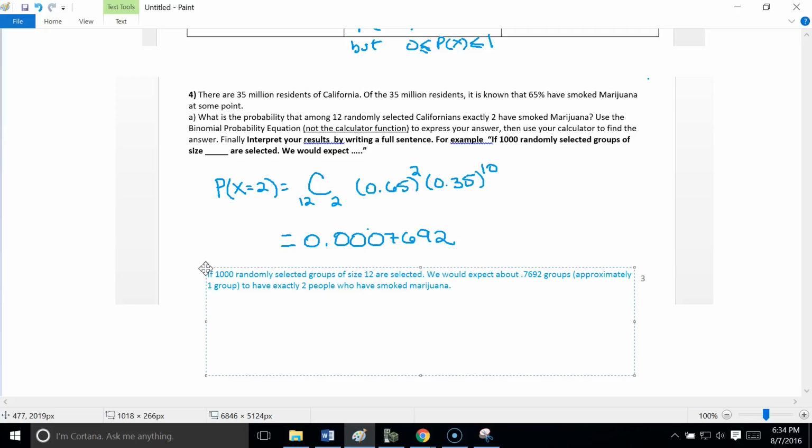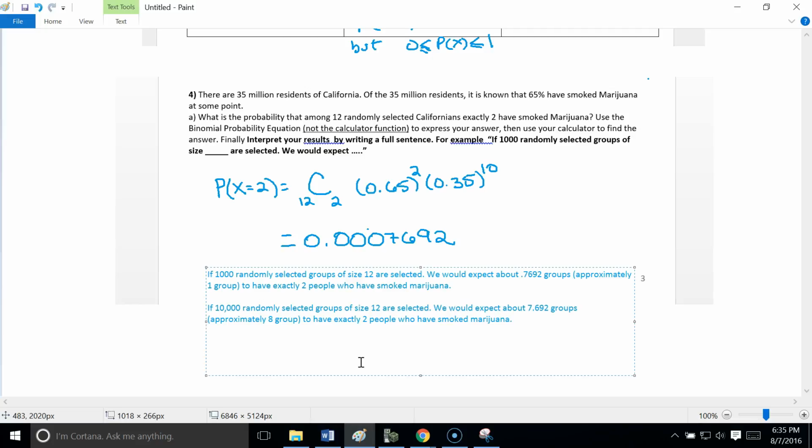Now, I just randomly picked the 1,000. In retrospect, it might have been a little more reasonable to pick a different number instead of 1,000, maybe 10,000, and then I think this definition makes a lot more sense. So, for example, if 10,000 randomly selected groups of size 12 are selected, you got that? So 10,000 groups, each group has 12 people in it. We would expect that about 7.62 groups, or approximately 8 out of the 10,000, are groups that have exactly 2 people who have smoked marijuana.